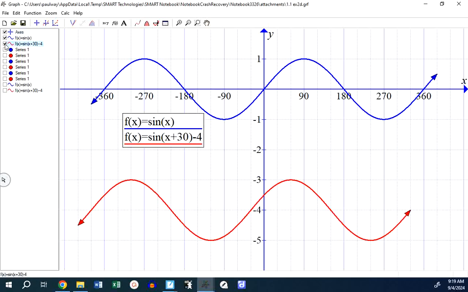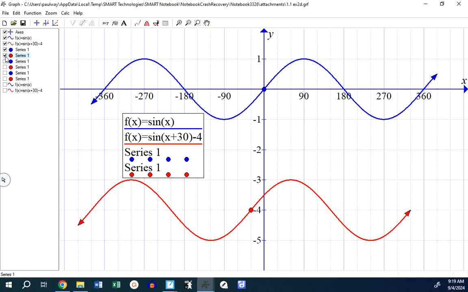I mean, we can take a specific point. You could take that point right here that I've highlighted in blue, and it turns out that that's where it is. It's 30 degrees to the left, and it's 4 units down. And you could follow all of the points that way.